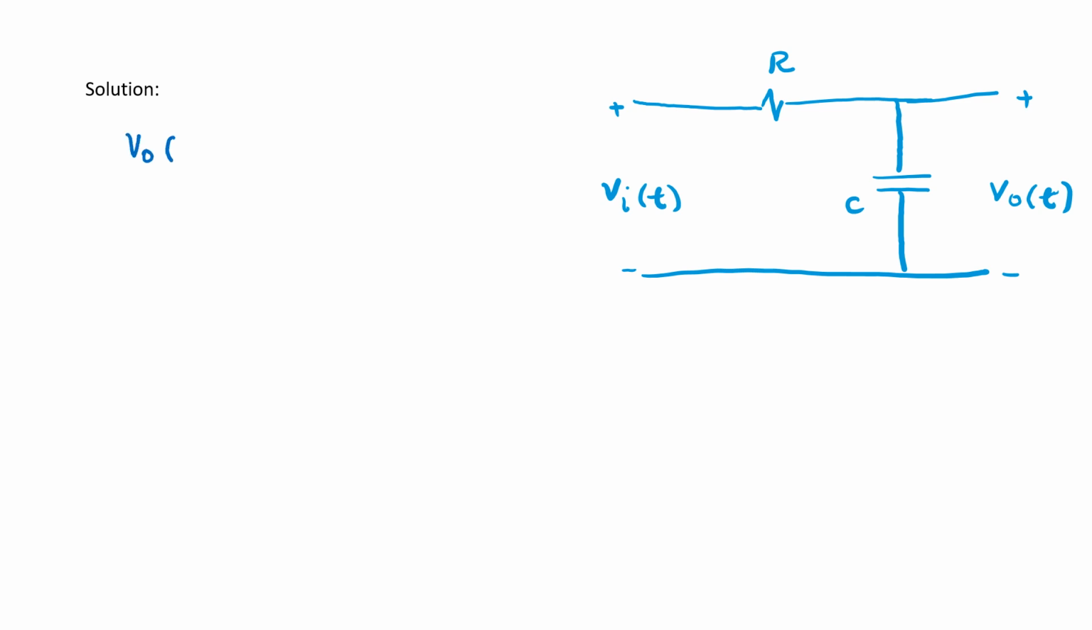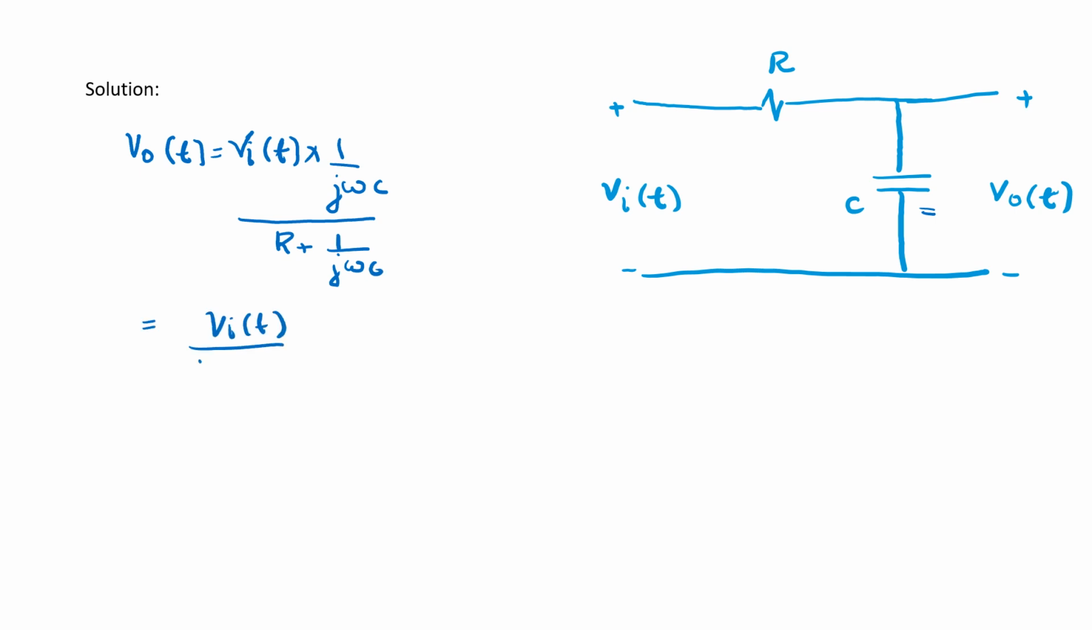V naught of t is equal to Vi of t into this impedance, that is 1 by j omega c, divided by total impedance, that is R plus 1 by j omega c. This is equal to Vi of t divided by 1 plus j omega RC.